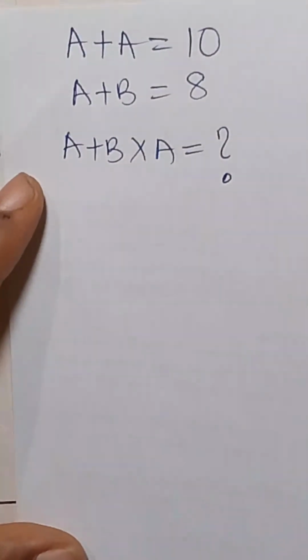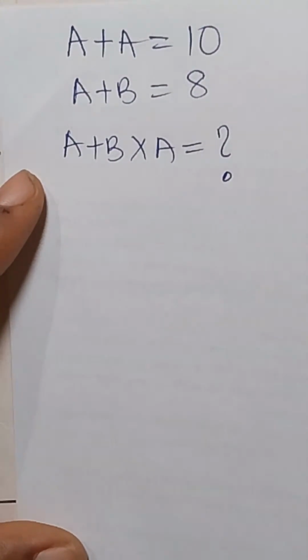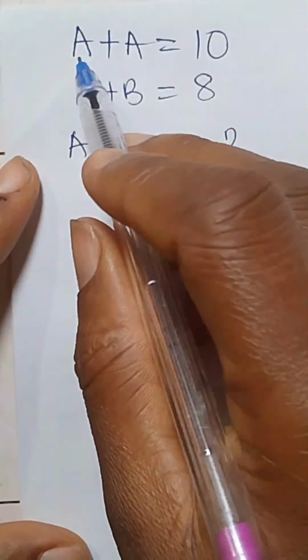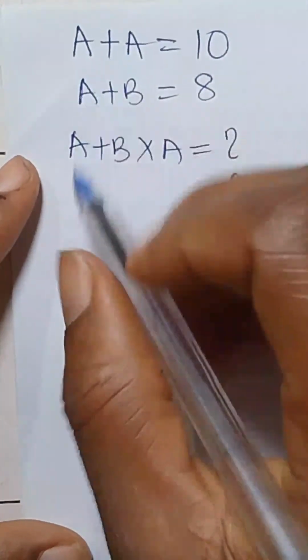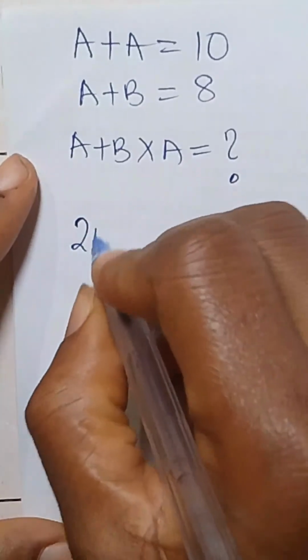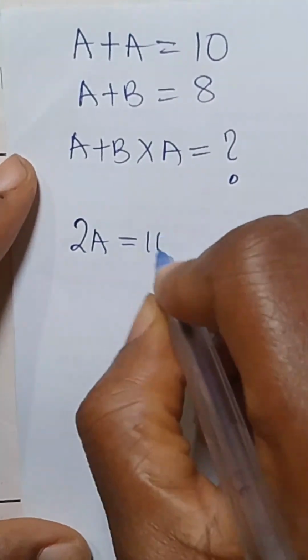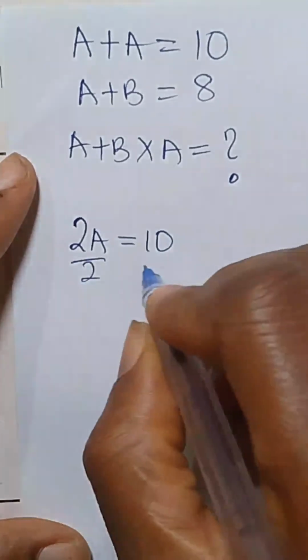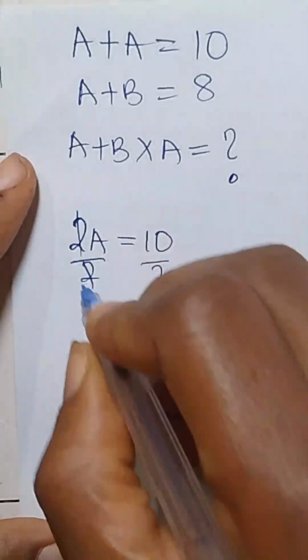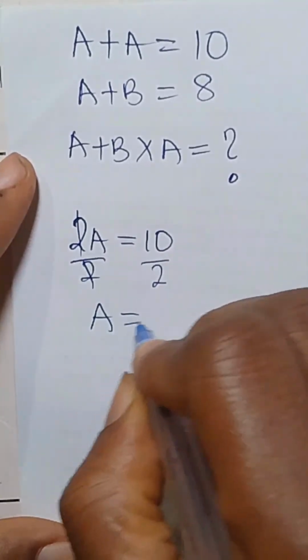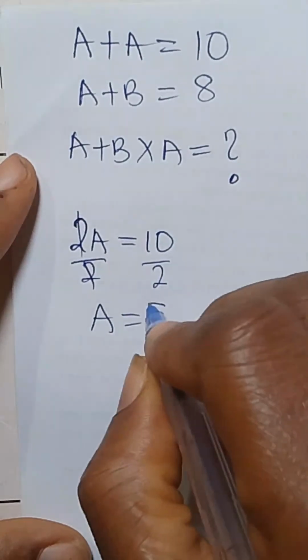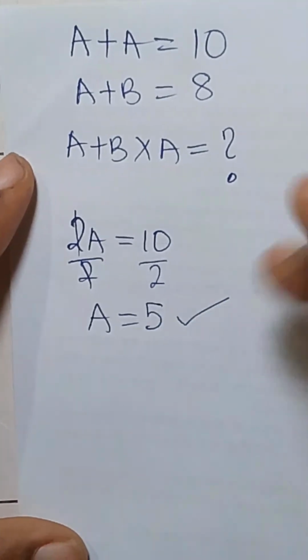I am told that A plus A is equal to 10. Now, solving it, A plus A is equal to 2A. And 2A, they say, is equal to 10. Divide here by 2, divide here by 2. 2 will cancel, and we have A is equal to 10 divided by 2 is 5. You see, our A is 5.